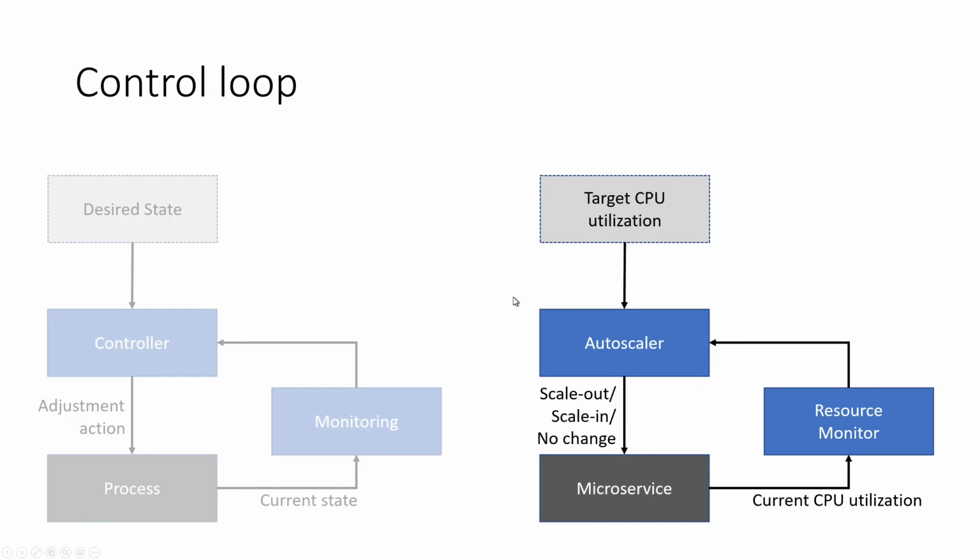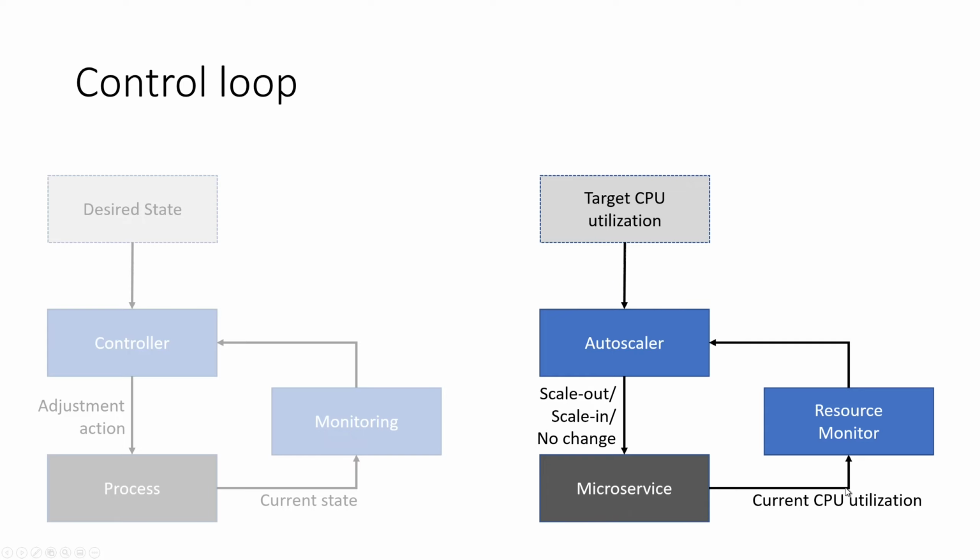And in cloud computing, we can have many different controllers for many different desired states. For example, we might want to control the target CPU utilization on our microservice. So we give the target CPU utilization to the autoscaler, and then the autoscaler will monitor our microservices. There's going to be this resource monitor. It's going to read the current CPU utilization on our microservice, for example the average current CPU utilization. And if the current CPU utilization is above the target CPU utilization, we're going to scale out and create more instances of our microservice.